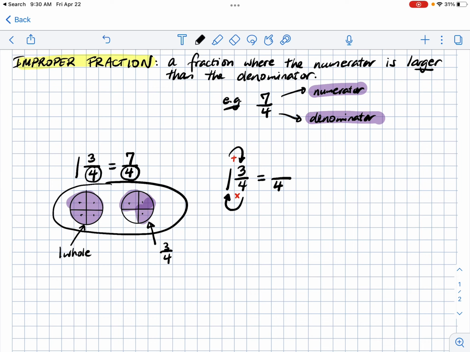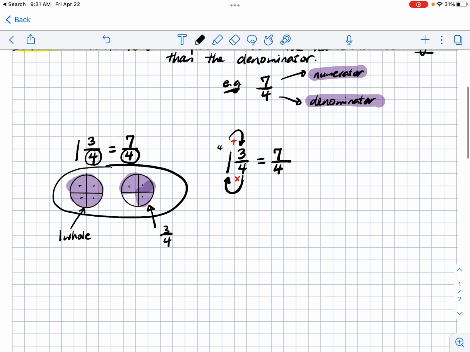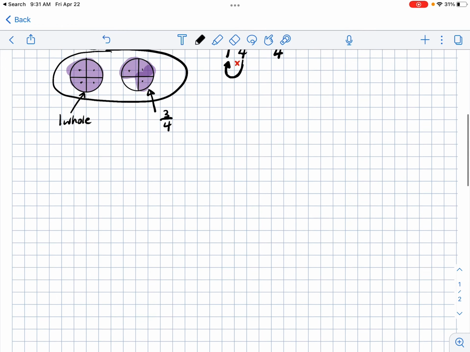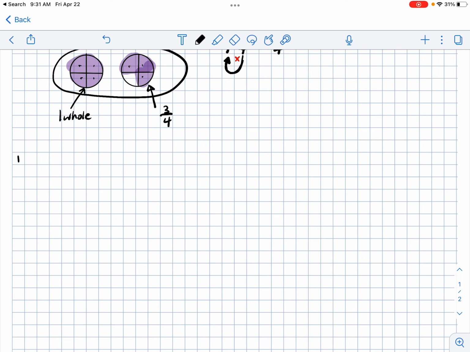So what you're doing is, follow the cycle. What's 1 times 4? It is 4. What's 4 plus 3? It's 7. So that's why the equivalent improper fraction is 7/4. So let's practice this first. I'll give you a few questions here. We have to do this before you're able to compare and order fractions and decimals. So let's do number 1 here.